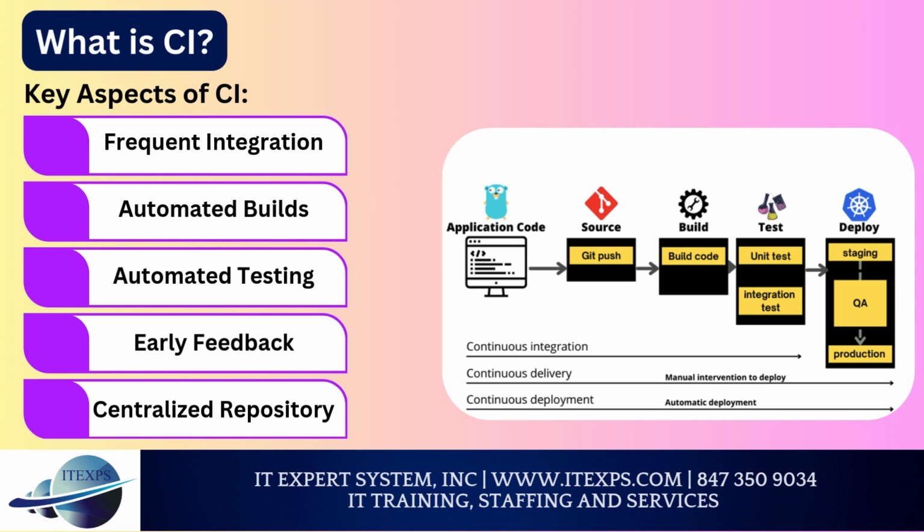Benefits of CI. Faster identification of defects. Reduced integration problems. Enhanced team collaboration. Shorter feedback loops. CI tools. Popular tools that facilitate CI include Jenkins, GitLab CI/CD, CircleCI, Travis CI, Bamboo.